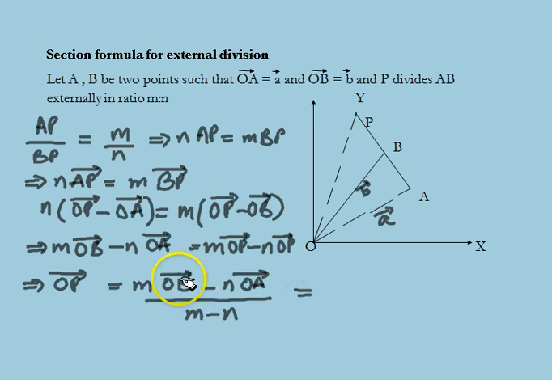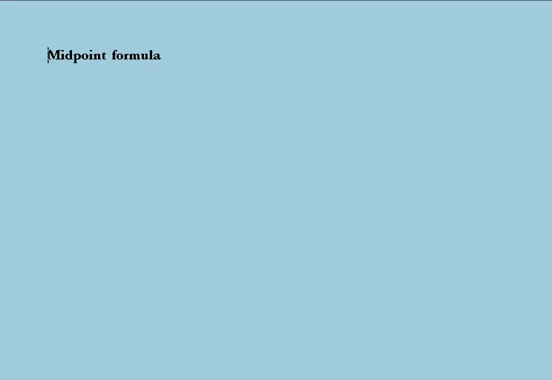Now, since we know that vector OB is equal to vector B and vector OA is equal to vector A, substituting these values, we have vector OP as (m into vector B minus n into vector A) whole divided by (m minus n). Hence, the position vector of the point P, which divides the line segment AB externally in ratio m is to n, is given as (m into vector B minus n into vector A) whole divided by (m minus n).